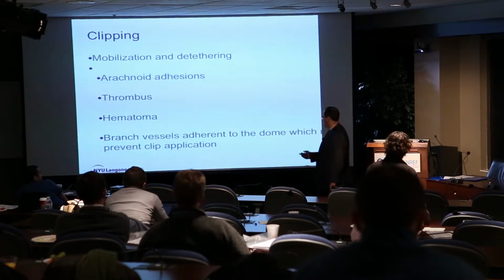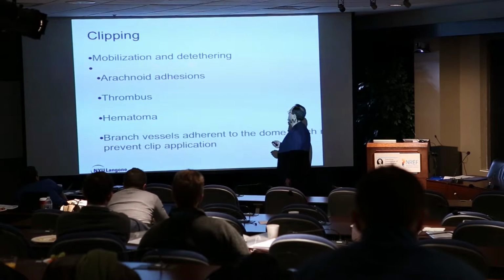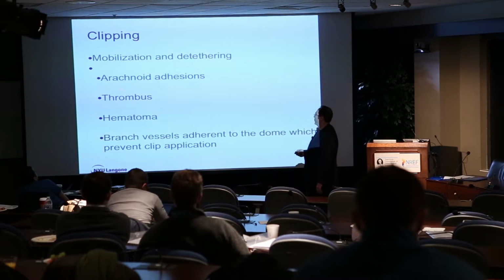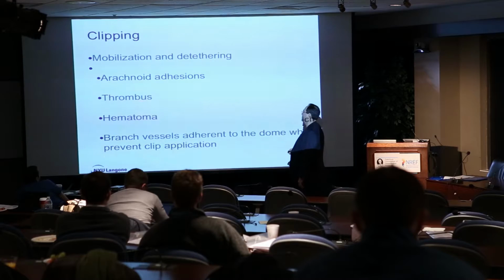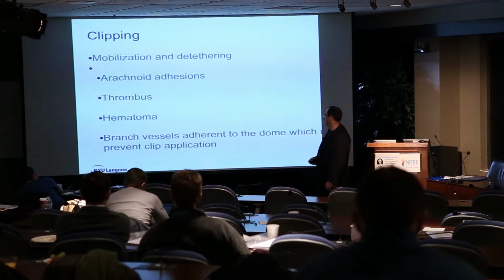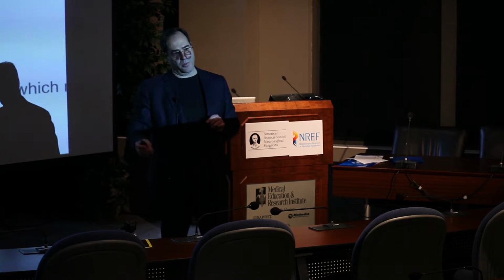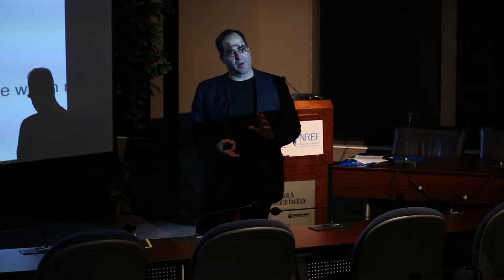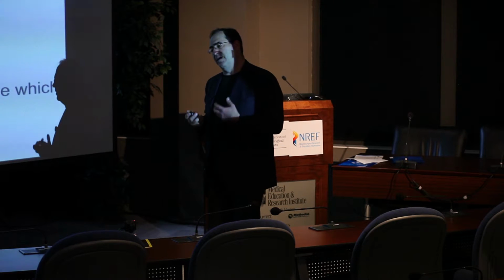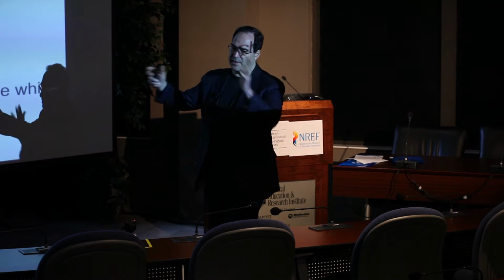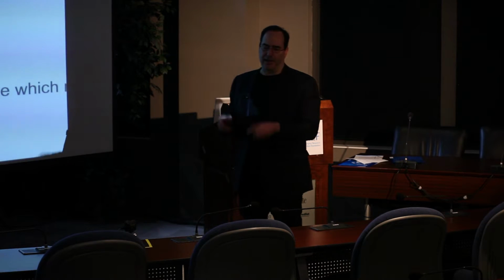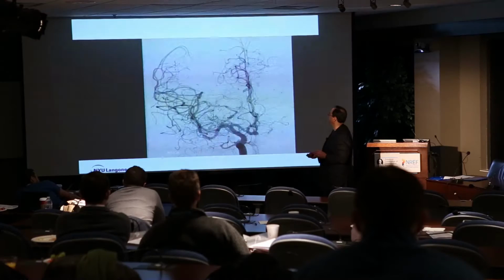Okay. So with clipping, you want to mobilize and untether the dome from any arachnoid adhesions or vessels that are adherent to the dome. We talked about being wary of plaque in the vessel wall, and hematoma, and obviously branch vessels that are adherent to the dome. You don't have to spend a lot of time taking that branch vessel off the entire dome, but certainly in an area where it may be compromised by the clip. In a lot of cases, less is more. I know a lot of people take a lot of time dissecting things off. For me, I like to get in, treat the aneurysm, and get out.